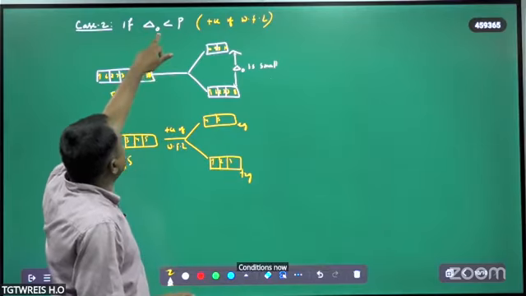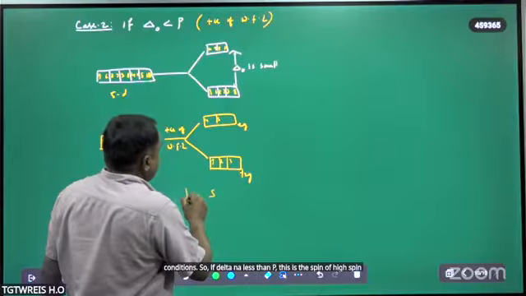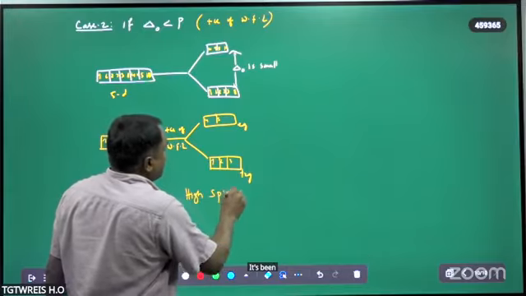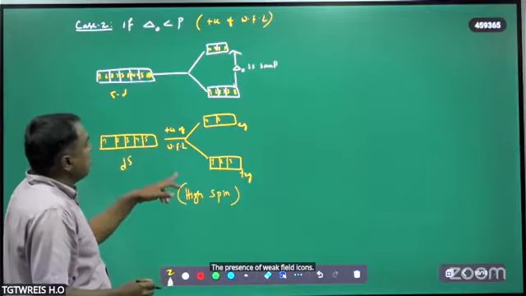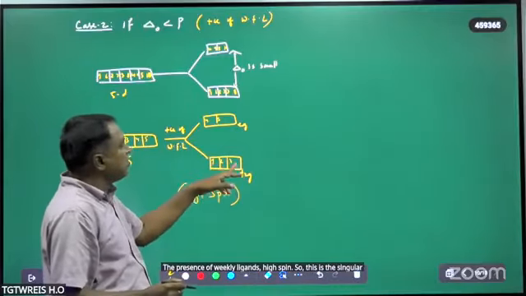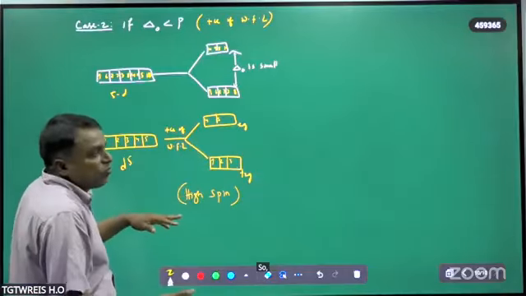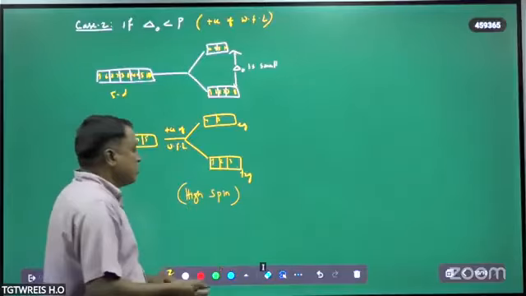So if delta naught is less than P, this is the high spin complex. High spin complex compounds are formed in the presence of weak field ligands. Here this is a single electron, this also a single electron, this also, this also, this also. Single electrons are more, therefore that will be the high spin complex.